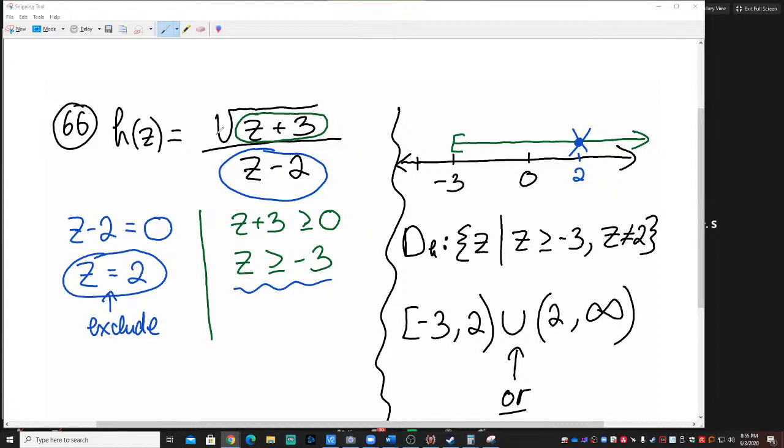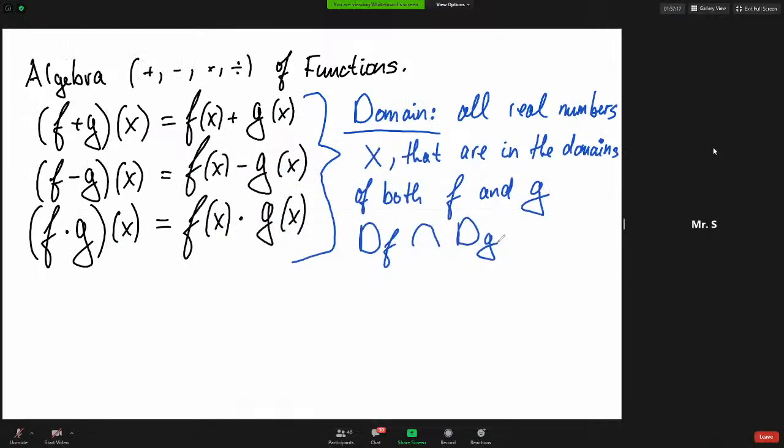So that's one way of phrasing it. A shorter way of phrasing it is the intersection. That's what it means. If something is in both of the sets, then it's the intersection of those two sets. Domain of f intersected with the domain of g. So that would be a shorter version of that statement.